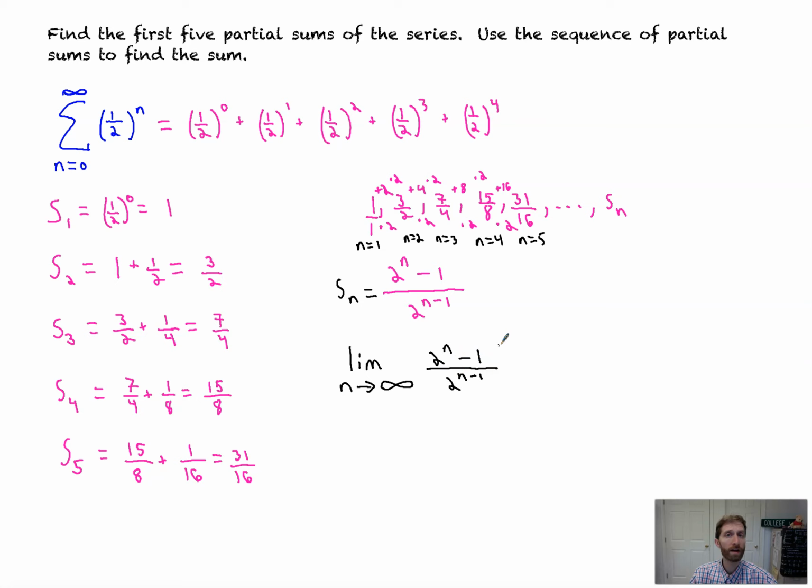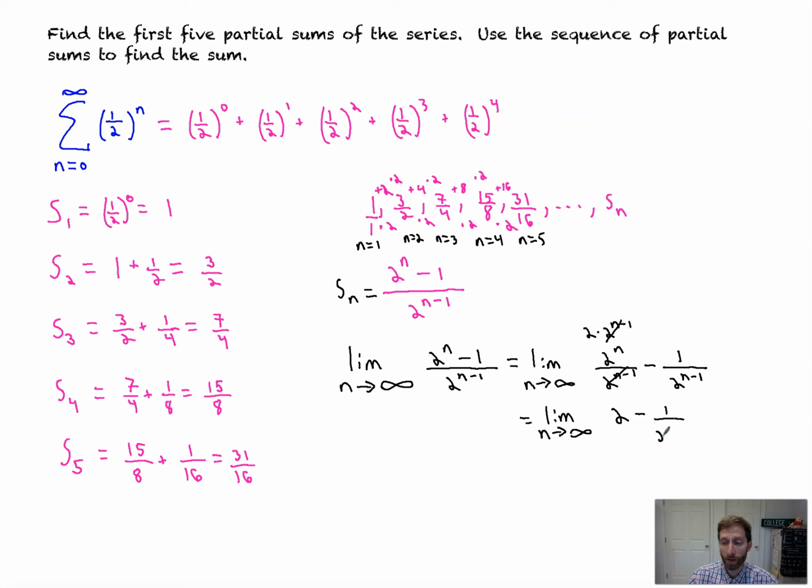Now that actually goes to infinity over infinity, but there is a way to break this down without L'Hopital. We can divide everything by 2 to the n minus 1, right? So it's 2 to the n over 2 to the n minus 1, and then minus 1 all over 2 to the n minus 1. By doing that, that'll simplify down to the limit as n goes to infinity of 2 to the n over 2 to the n minus 1. You have one less factor of 2 here, so you're going to end up with a 2. You could think of it as 2 times 2 to the n minus 1, and those will divide out. Minus 1 over 2 to the n minus 1.